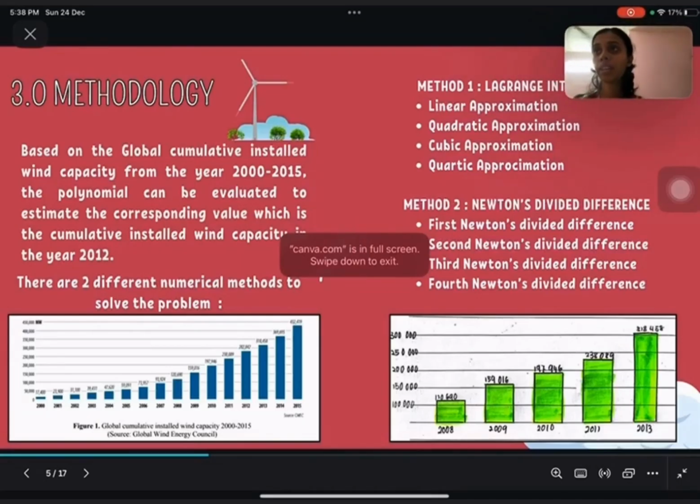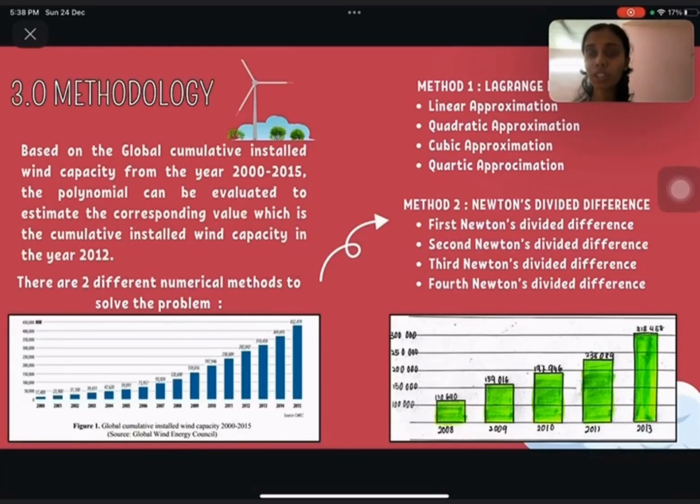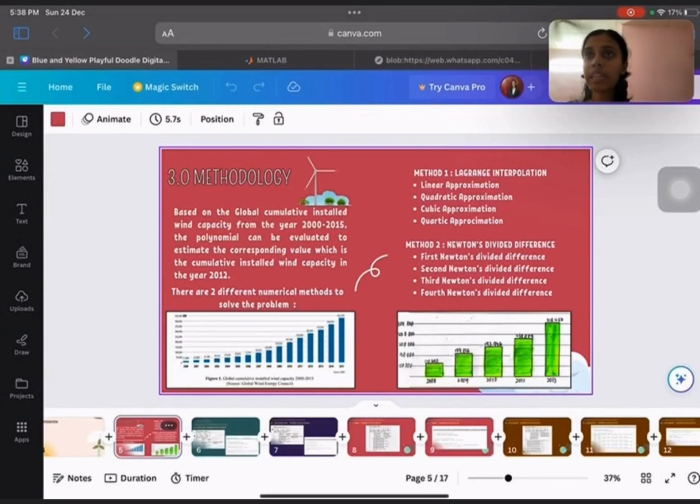My name is Sharvina. Next, I will be continuing with methodology. Based on the global cumulative installed wind capacity from the year 2000 to 2015, as shown in Figure 1 below, the polynomial can be evaluated to estimate the corresponding value, which is the cumulative installed wind capacity in the year 2012. We got this data from an article on the internet.